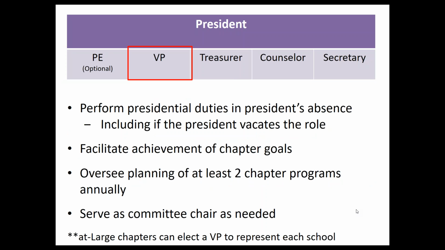Now, your vice president will perform the president's duties in the president's absence. That does include if the president vacates their role. So even if you had a president-elect, if the president had to step down 3 months early, the vice president would become president for those 3 months. At the end of that term, then the president-elect would step in.